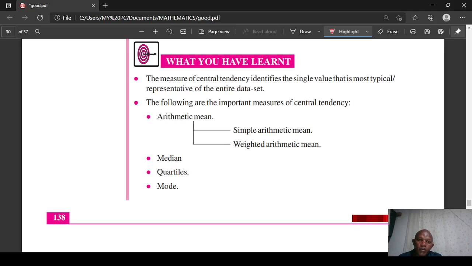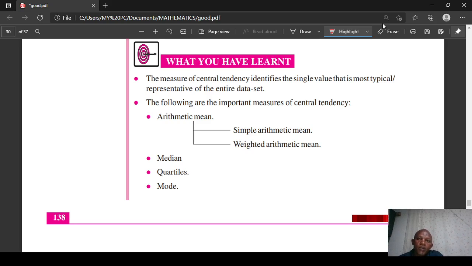Right, as a summary to what we are doing, I thought we should just remind ourselves that we've been doing quite a number of things. One, we say that the measure of central tendency identifies a single value that is most typical or representative of the entire set of data. So it's this single value that is most typical or representative of an entire set of data.